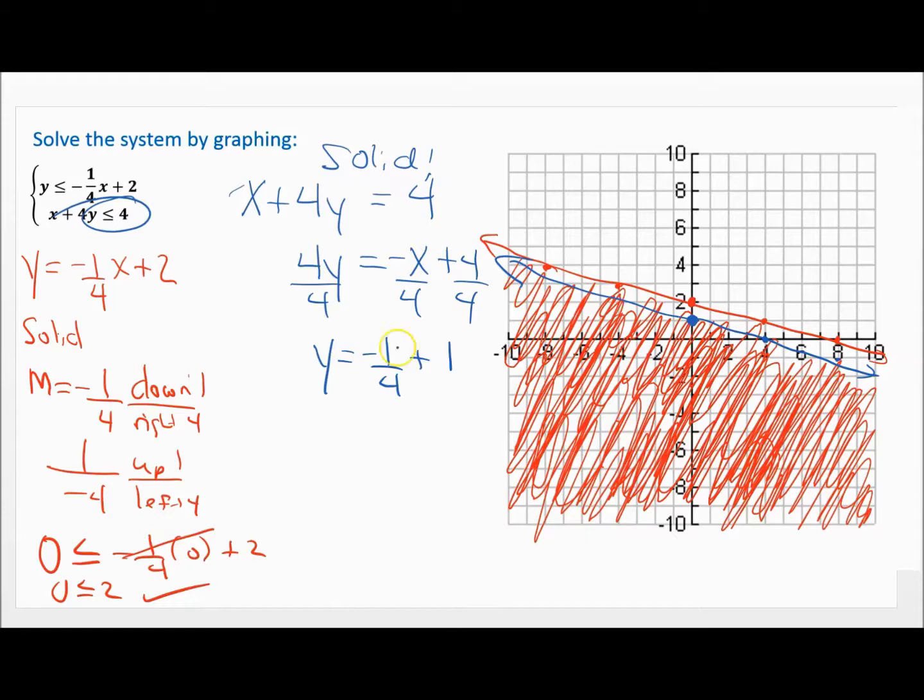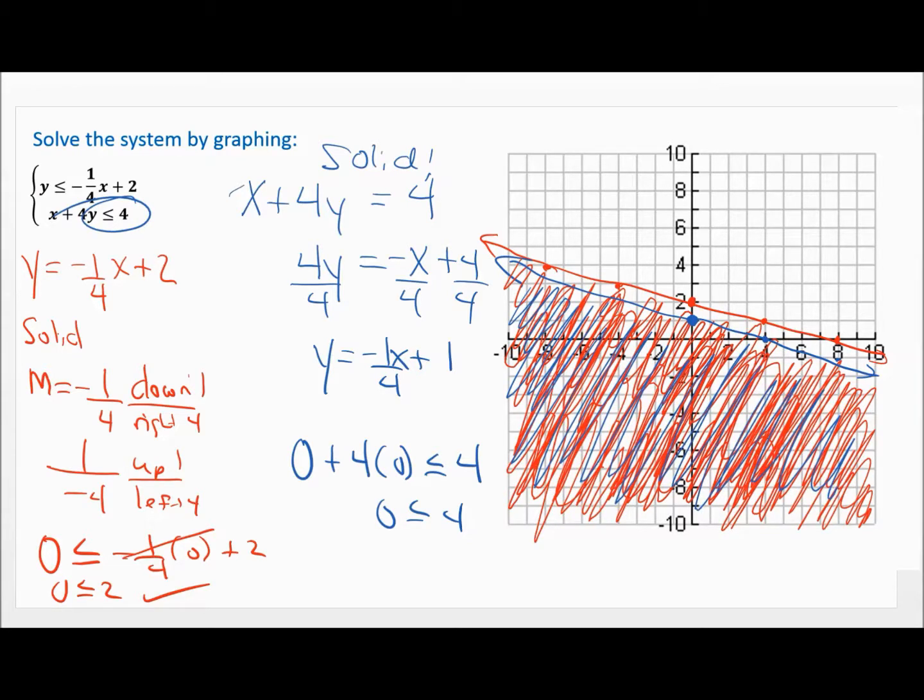Okay, now, by the way, my x is missing. How do I figure out what to shade? Well, I've got to shade my blue. I haven't done that yet. Okay, so 0, 0 lies below the blue line. Let's plug 0, 0 into the original inequality. 0 plus 4 times 0. Is that less than or equal to 4? Yes, 0 is less than or equal to 4. So I shade below the blue line.